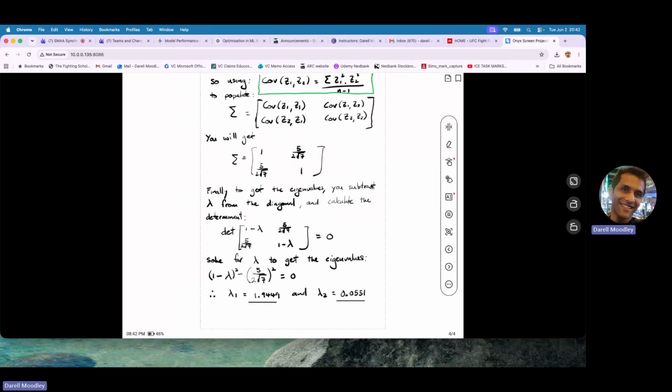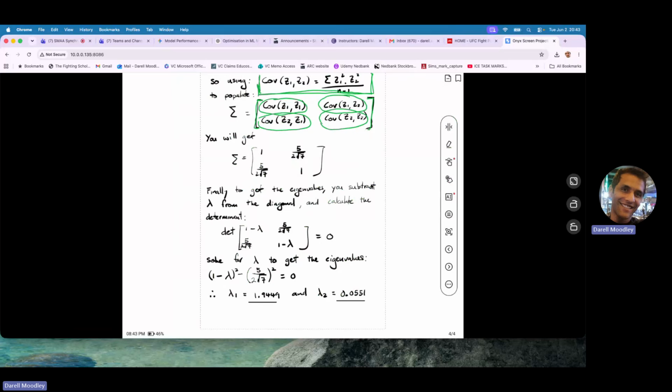All right, so I need to calculate my covariance matrix. Each element in that covariance matrix is given by: the first element is just the covariance of Z1 and Z1. The next element is the covariance between Z1 and Z2. The third element is the covariance between Z2 and Z1. And lastly, Z2 and Z2, that's the fourth element. So you need to calculate each of them, and for each you use this formula.